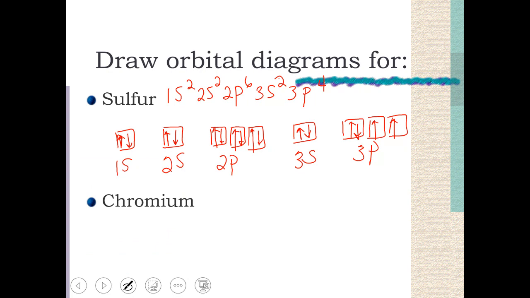Okay? And this is not, see, that's the edge of the box. So look at the edge of the box. Okay? And now we see how the electrons are arranged in the outer shell, 2 pairs and 2 singles. That's going to be important. So try chromium. Chromium has 24 electrons. Write its configuration and then draw the boxes.